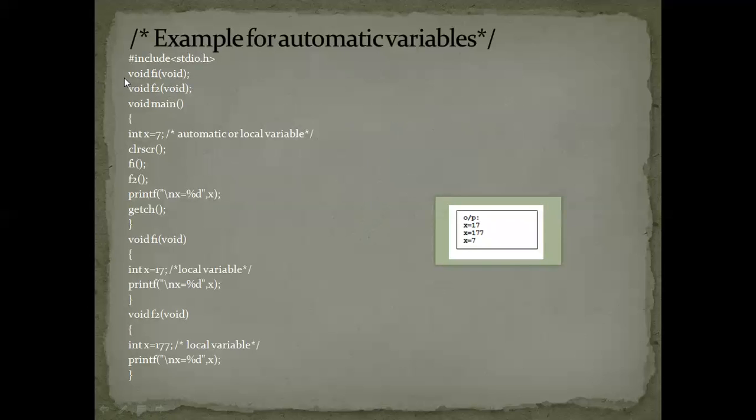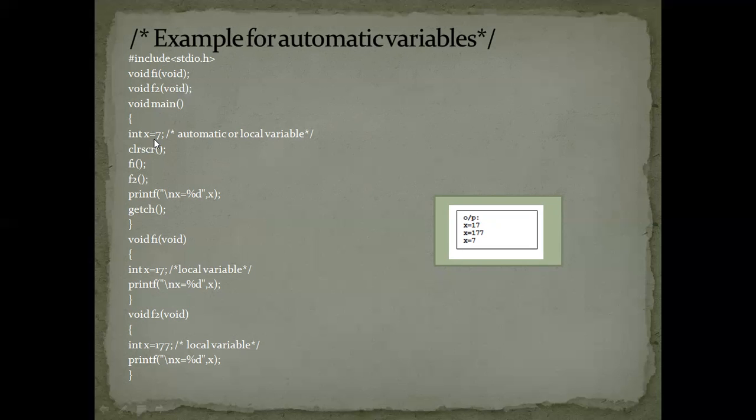So this is a simple example of automatic variables. This is a header file. Here I have two functions. How many functions do I have? Two. What are the two functions? One is f1, another one is f2. Total I have two functions. These two functions don't return any value, and the programmer is not going to pass any parameter to these two functions. Execution of the program always starts from main.